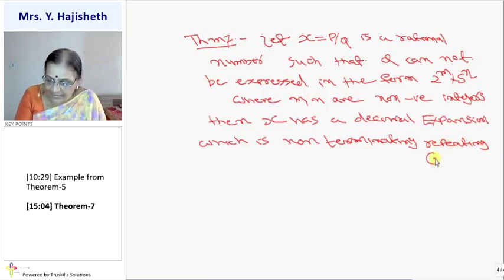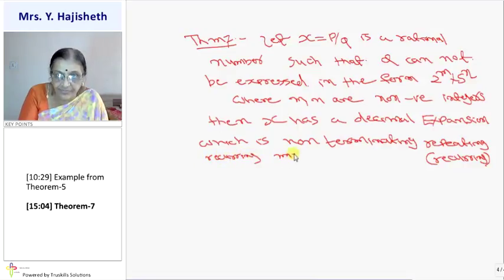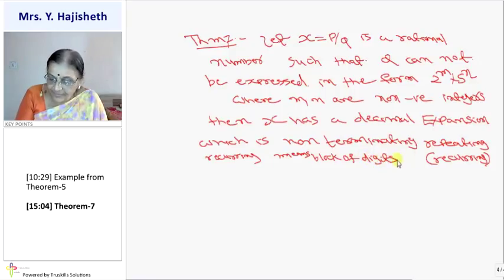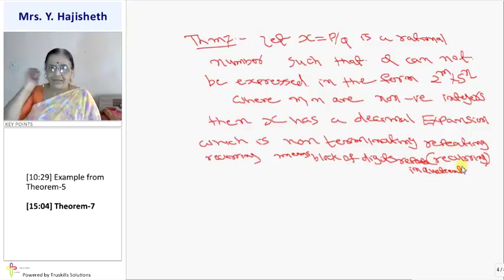रिपीटिंग का दूसरा नाम है रिकरिंग. मैंने बोला था रिकरिंग मतलब रिकरिंग means block of digits repeats in quotient. When you divide numerator by denominator and when we perform division, you won't get remainder 0, but you go on getting repeated quotient. Okay?